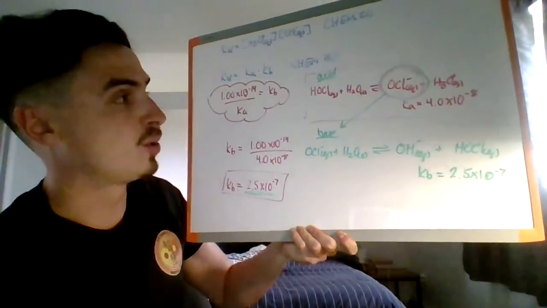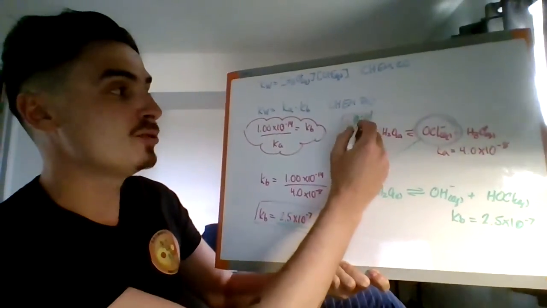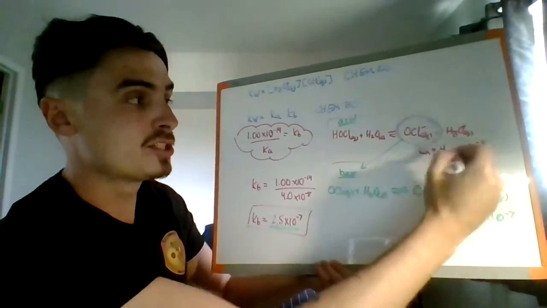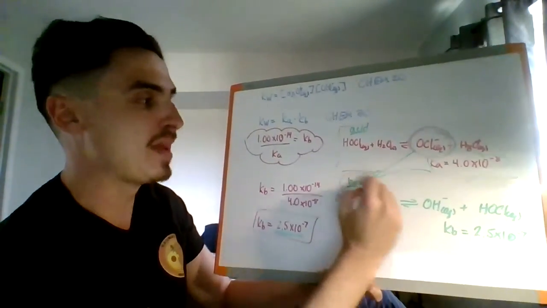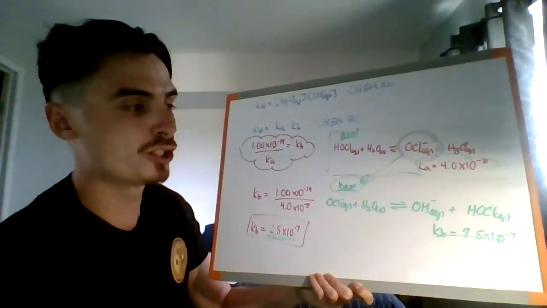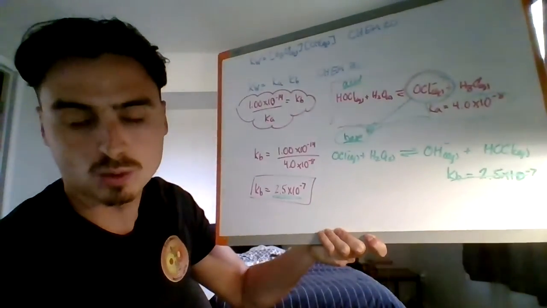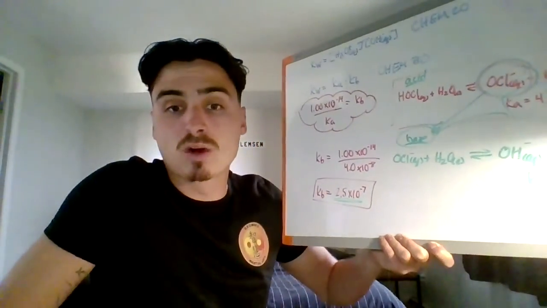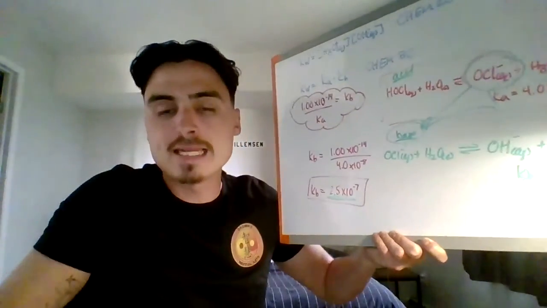So again, we have to use the acid reaction, the acid equilibrium, to help us figure out the base equilibrium, which is shown by Kb. It's a little tricky, but the more you do it, the more you'll get used to it. And we're going to see how this works more in the next example.